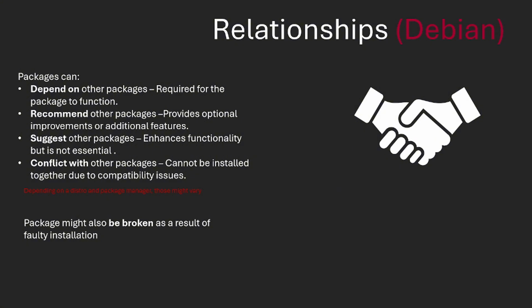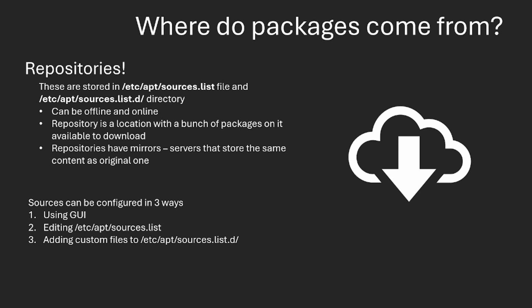And now there's one question. Where do those packages even come from? Yeah, they come from repositories. Online, like some servers on the web, or offline, like CDs or directories. A repository is just a location that has a bunch of packages on it, available to download and run. To optimize the whole downloading process, the repositories have their mirrors, other servers that hold exactly the same content as the root one.